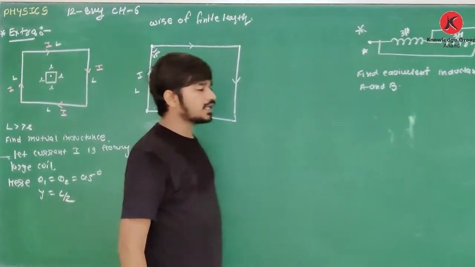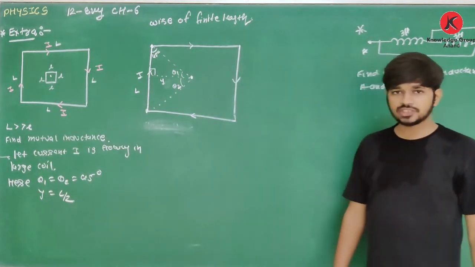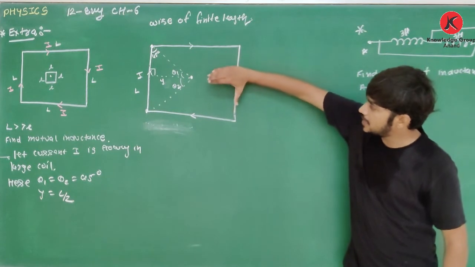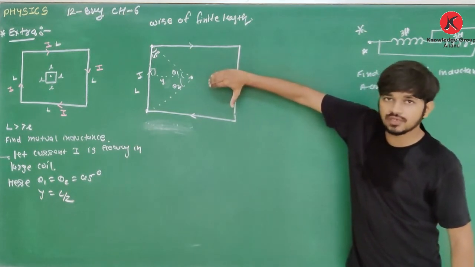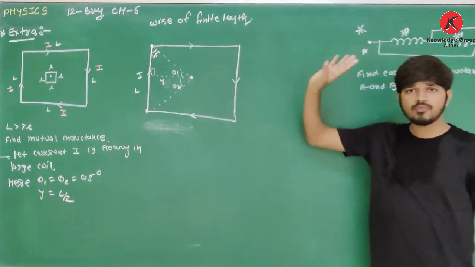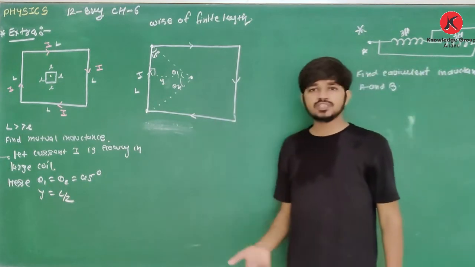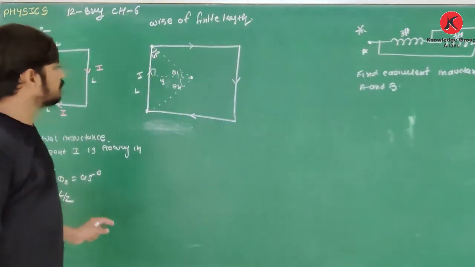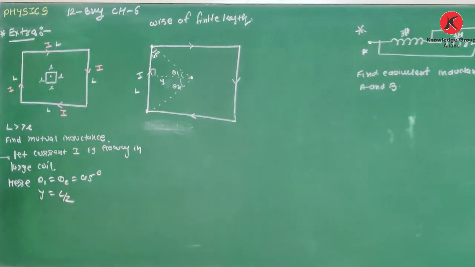Due to this wire, the current is in the downward direction. Again, on this side the fingers are going inside, so the magnetic field is inside, and due to this wire also the magnetic field is inside. So due to each and every wire, the magnetic field is inside.